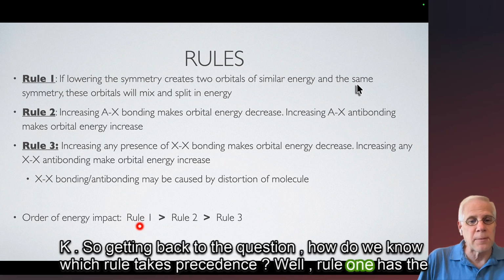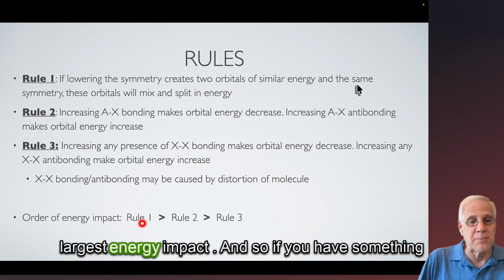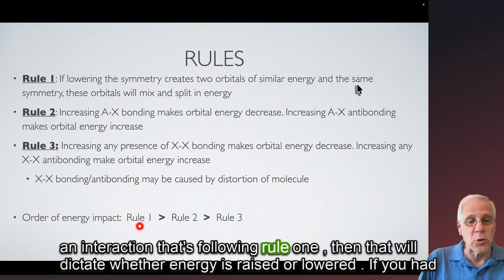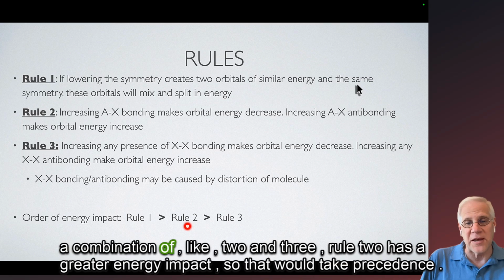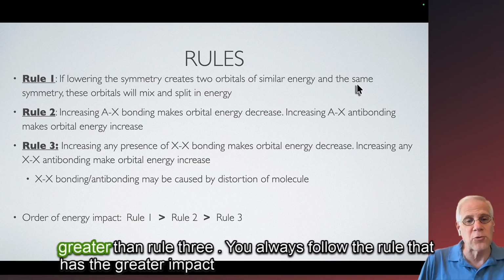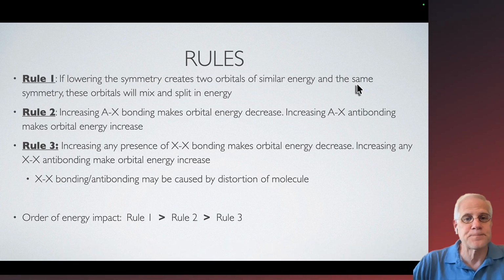Well, rule 1 has the largest energy impact. And so if you have an interaction that's following rule 1, then that will dictate whether energy is raised or lowered. If you had a combination of 2 and 3, rule 2 has a greater energy impact, so that would take precedence. And if you only have rule 3, then you just have rule 3. But rule 1 is greater than rule 2 is greater than rule 3. You always follow the rule that has the greater impact.